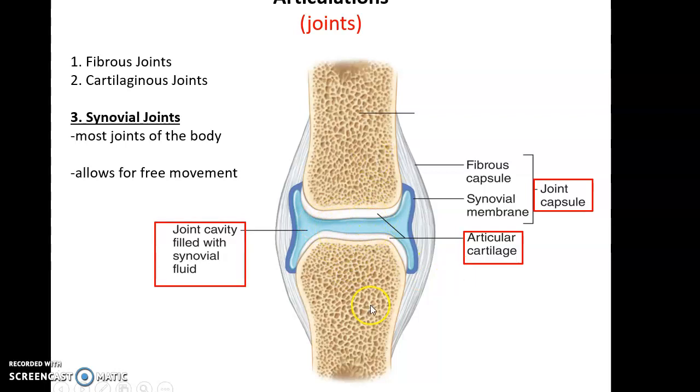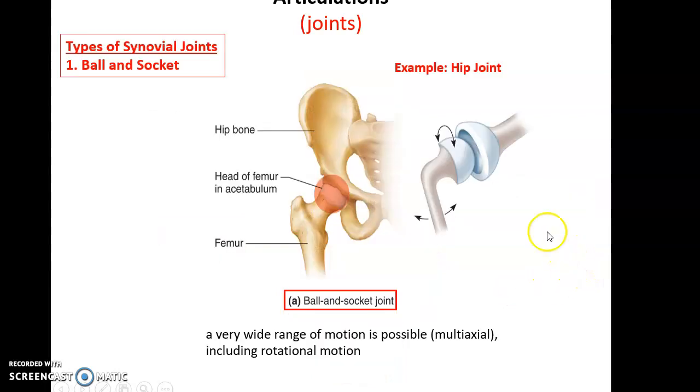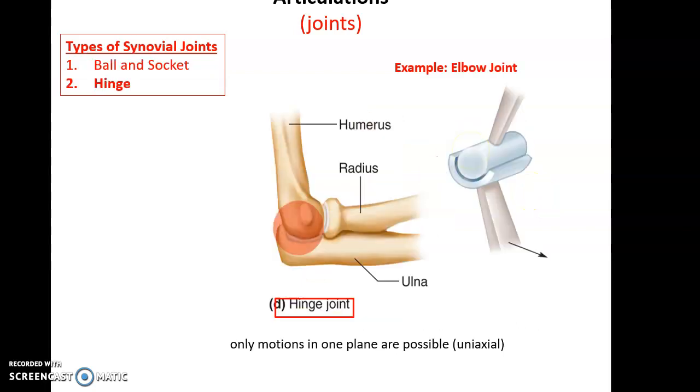And at the ends of the bones, when they come together to form synovial joints, you will find articular cartilage. So articular cartilage at the ends of the joints, joint capsule forming the joint cavity filled with synovial fluid. You can have a ball and socket type of synovial joint, which allows for the largest range of motion, multi-axial motion. That would include the hip joints and the shoulder joints.